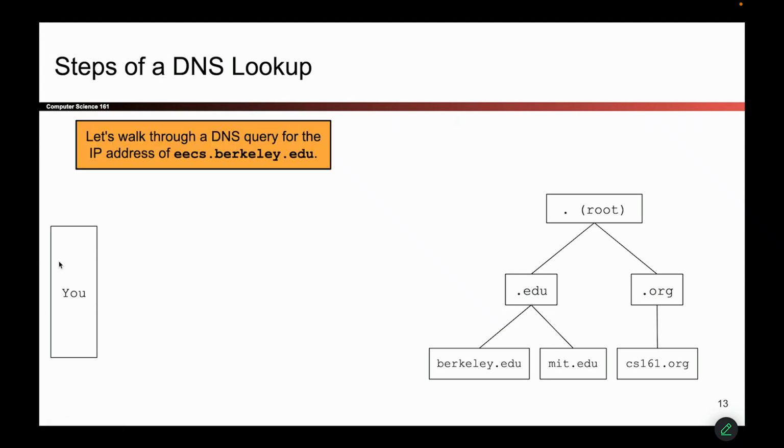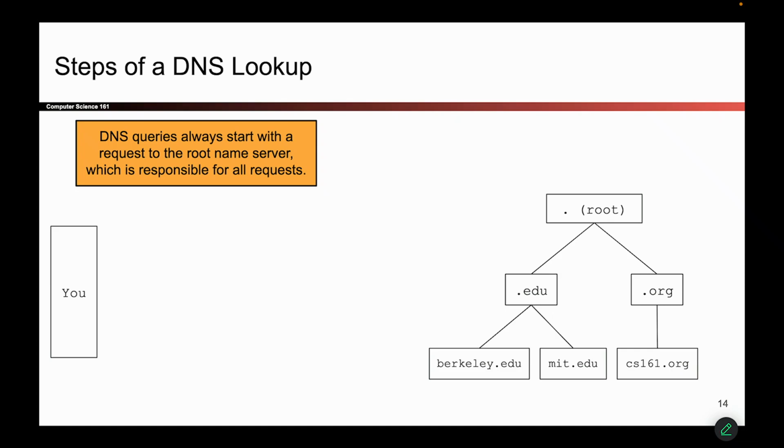And here's you. So let's say you are intensely curious about the IP address of eeks.berkeley.edu. You want to know this answer, so you need to make a DNS lookup. So the first thing you're always going to do when you don't know the answer is to contact the name server. But which name server do you contact? We can see them all laid out here, but in real life, there could be thousands of them. You might not know where they are or what zones they can serve. So how do you know which one to contact?